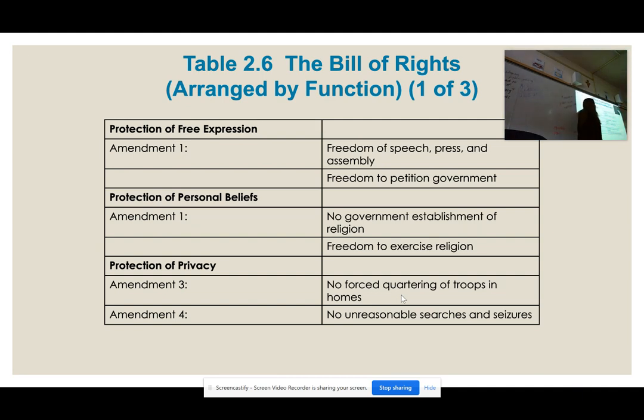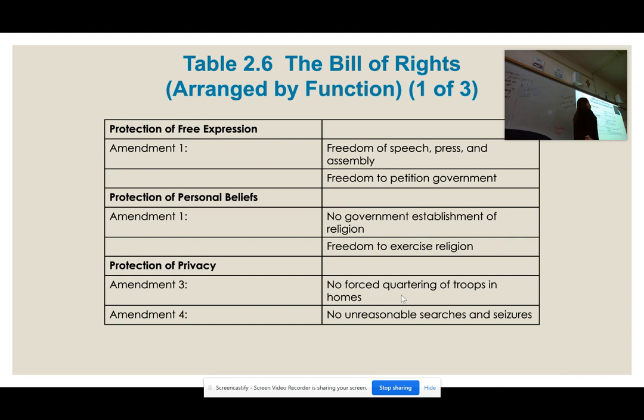Amendment number 1 is the protection of your free expression. You're allowed to say what you want. You are allowed to protest. You are allowed to write articles in the newspaper to express your opinion. You have the right to express yourself. That is secured by Amendment 1. Amendment 1 also secures your personal beliefs, meaning that you have the right to practice whatever religion that you want in the United States. You have the freedom of religion.